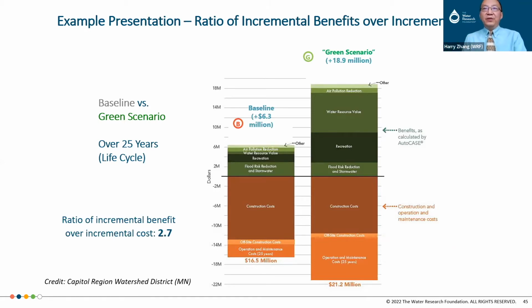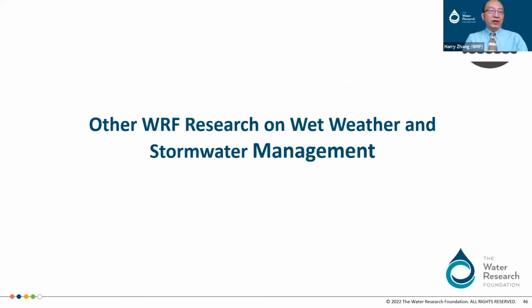In this particular example, the ratio of the incremental benefit over incremental cost is 2.7, meaning if you invest $1 more in the greener scenario, you're going to generate a benefit of $2.7. I think this is important because it gives people more incentive to think about it. This tool puts those in dollar values in a rigorous way, so you can use this tool and see how it may help you.